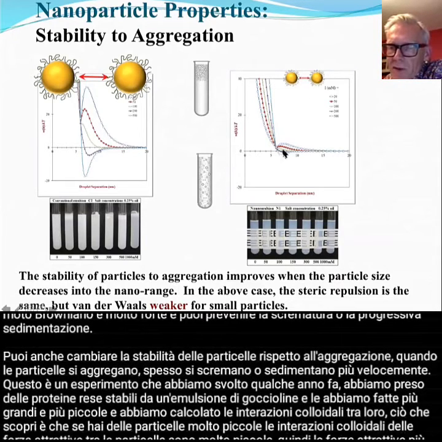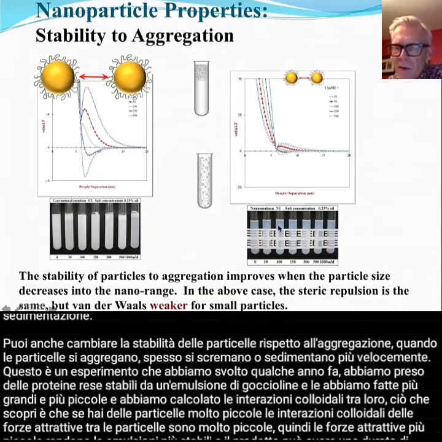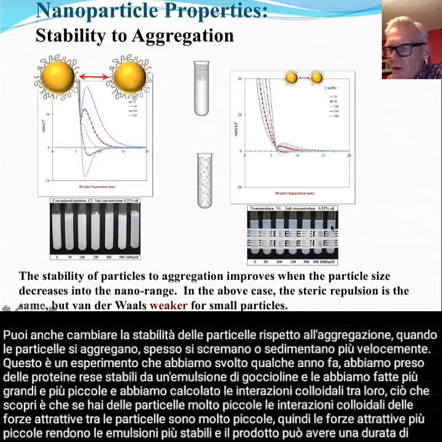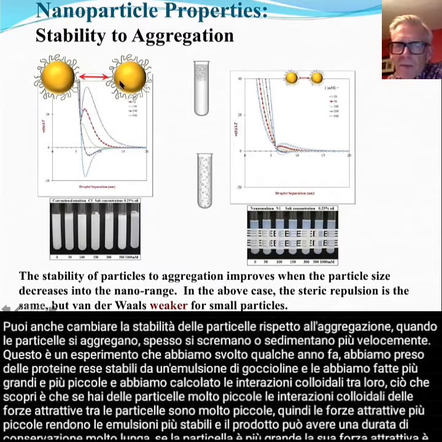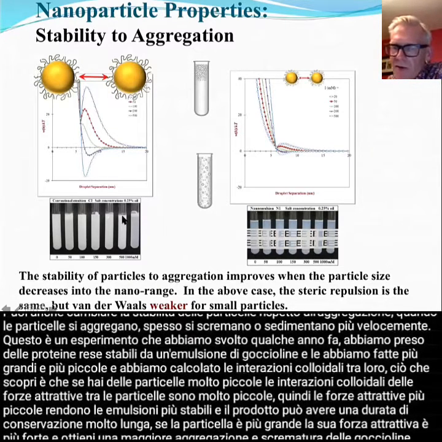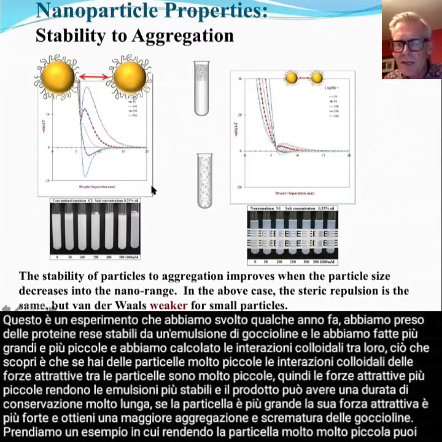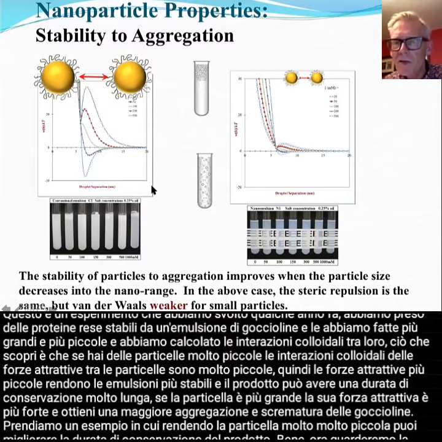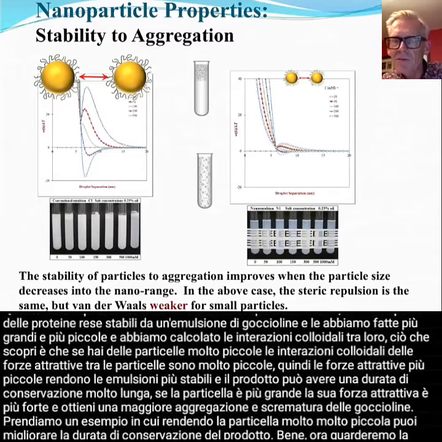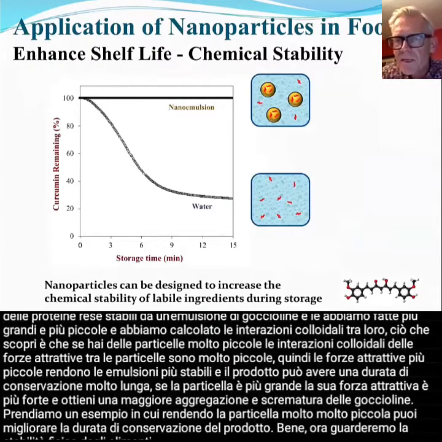So these attractive forces are so small that the emulsion stays stable and the product can have a very long shelf life. If the particles are bigger, the attractive forces are much stronger, and then you tend to get aggregation and creaming of the droplets. So again, this is an example where by making the particles very, very small, you can improve the shelf life of a product.